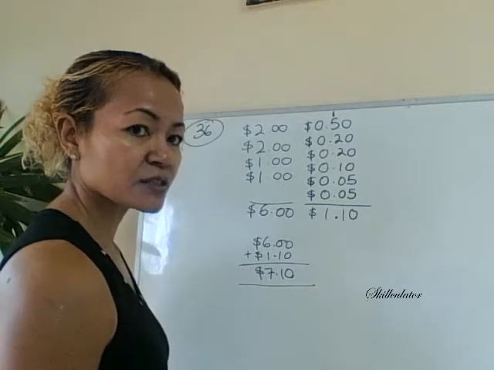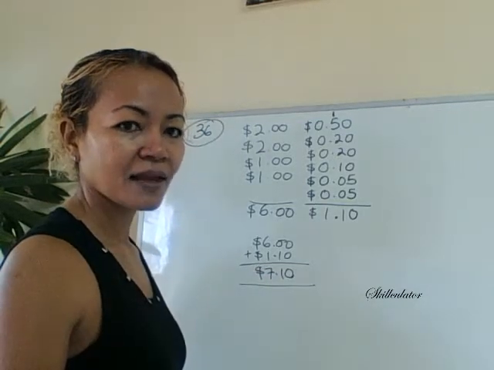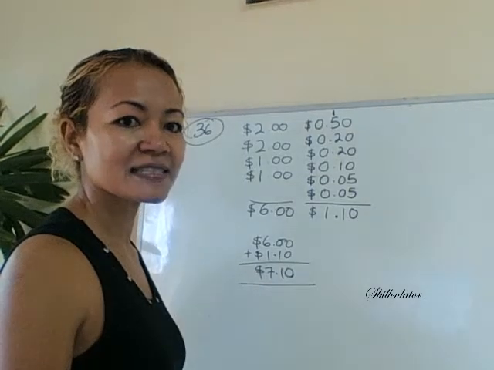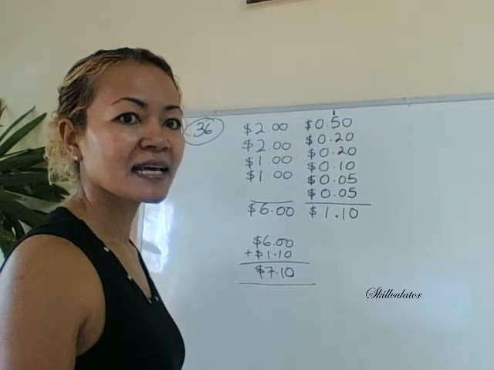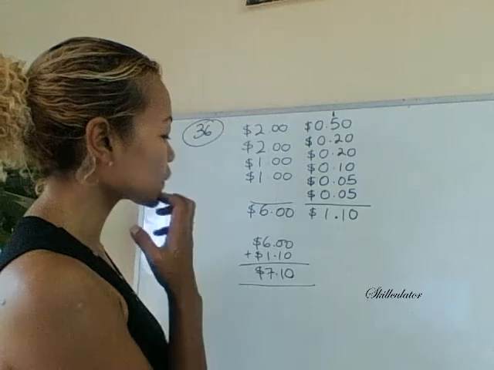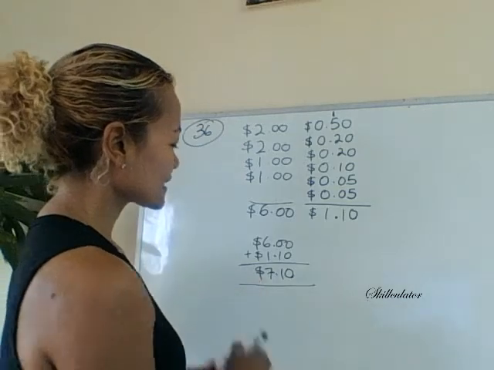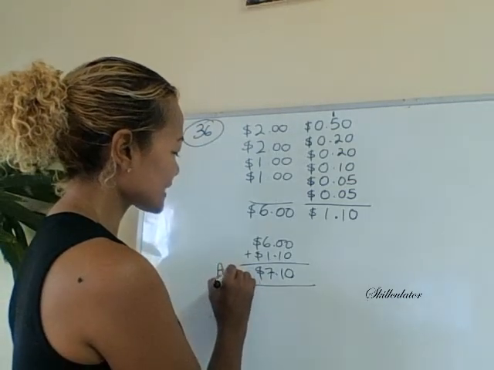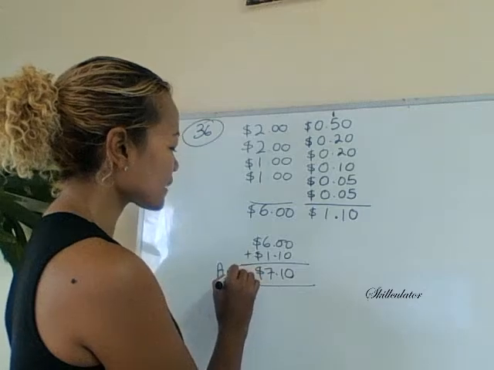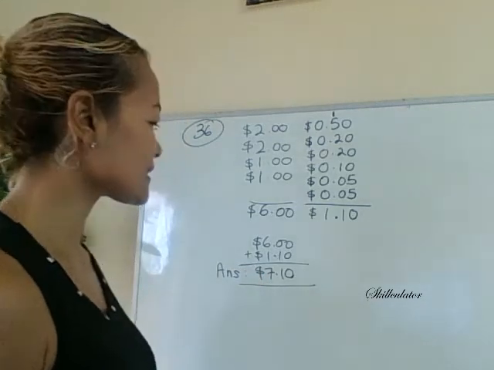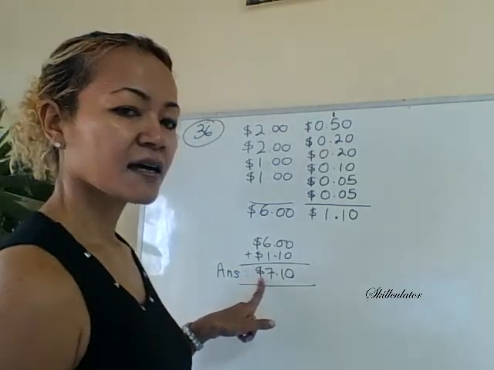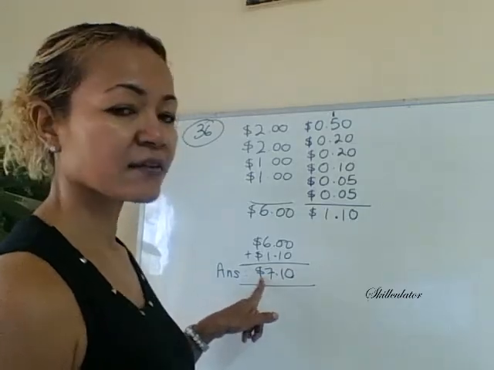So the question is, how exactly is the question phrased? The question says the total value of the coins below is $7.10. When you're talking about value, express it in dollars, so you must have the dollar sign in front of your answer.